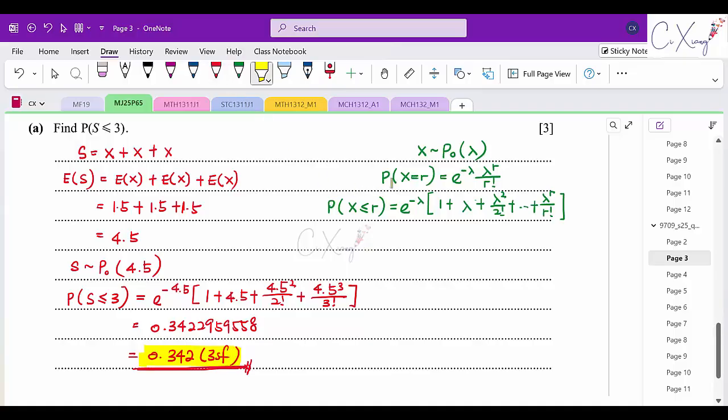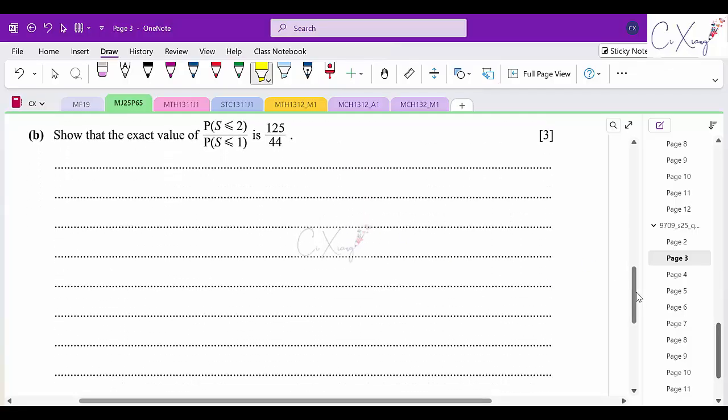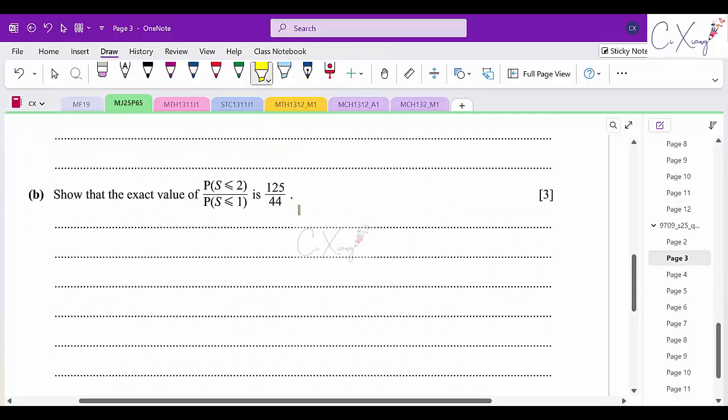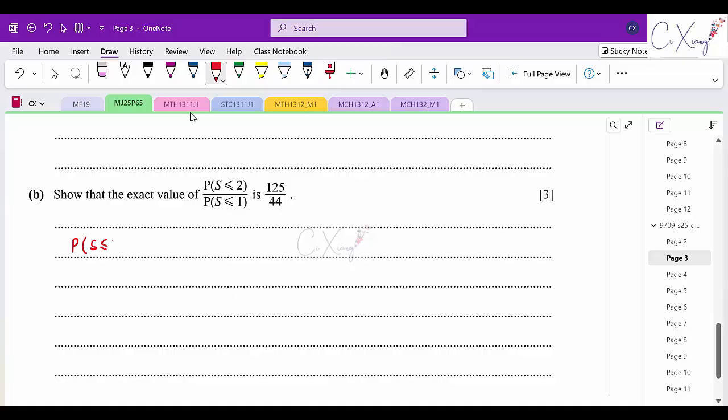Then let's continue to part B. They want us to show that the exact value of this is this answer. Right, so let's start with the probability first. S smaller than or equal to 2 divided by S smaller than or equal to 1. What is the formula for S smaller than or equal to 2? I'm having e negative lambda, then for S smaller than or equal to 2, you have to start from X equals 0 as well. So S equals 0, you're having 1. S equals 1, you're having 4.5, which is the lambda. S equals 2 will be 4.5 squared over 2 factorial.